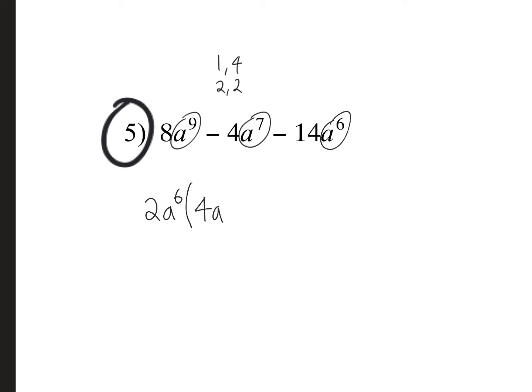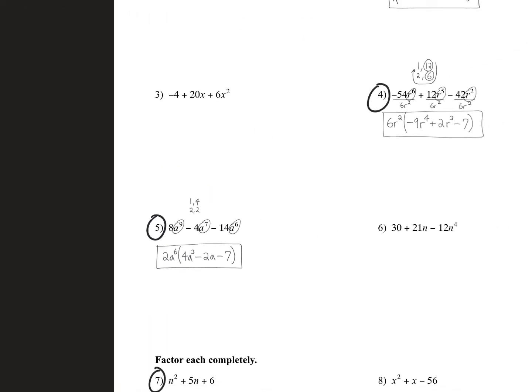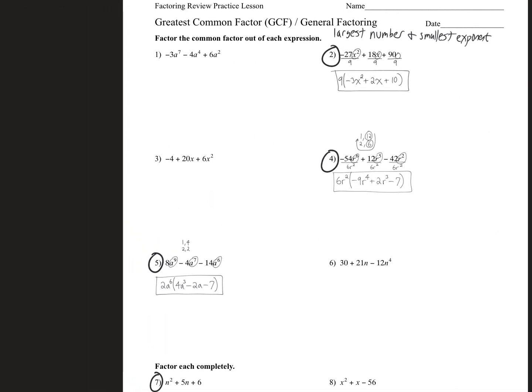That's going to be 4a to the third, because 9 minus 6 is 3. 4 divided by 2 is 2. 7 minus 6 is going to be a to the first, or just a. And then negative 14 divided by 2 is negative 7. a to the 6th divided by a to the 6th is going to cancel, and we're left with this for our final answer. All right. And those are the first three.